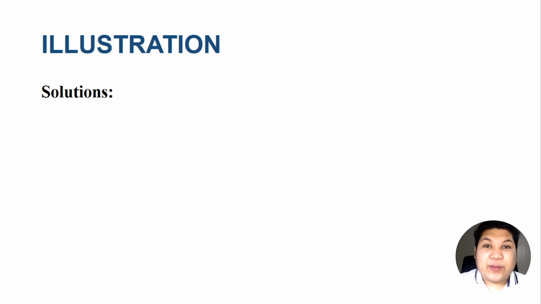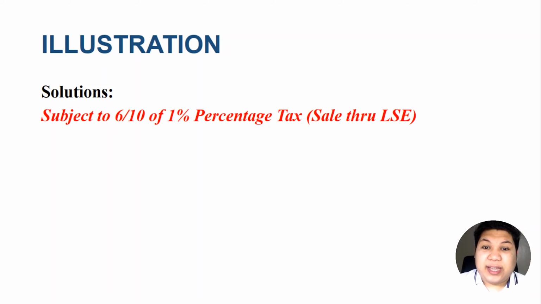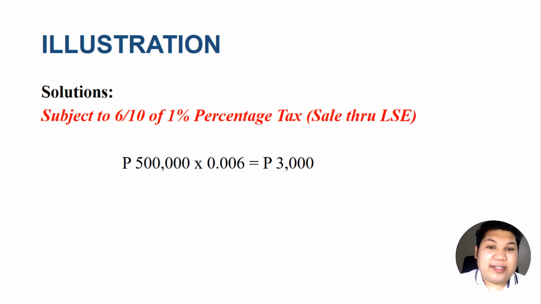So in those three stock investments sold, there is one set of stocks which are traded in the local stock exchange. So this is subject to 6/10 of 1% percentage tax because these are sold through the local stock exchange. And that is 500,000 times 0.006. That is 6/10 of 1%. So again, the tax is based on the gross selling price, not on the gain. So 500 times 0.006 is 3,000 pesos.